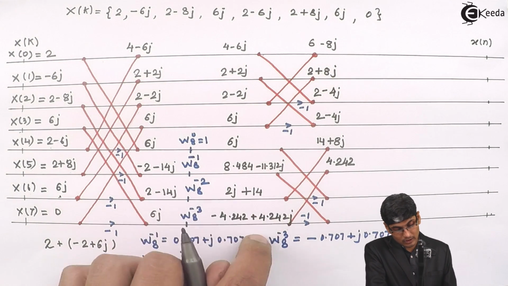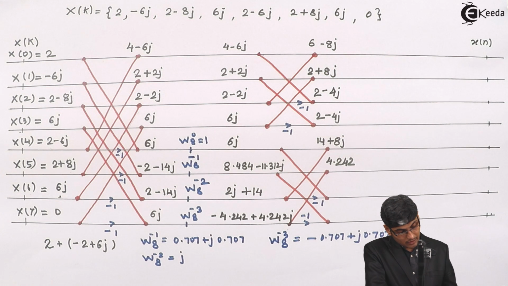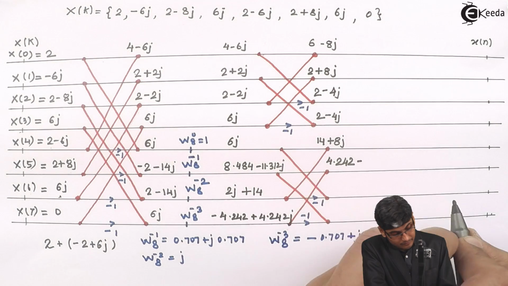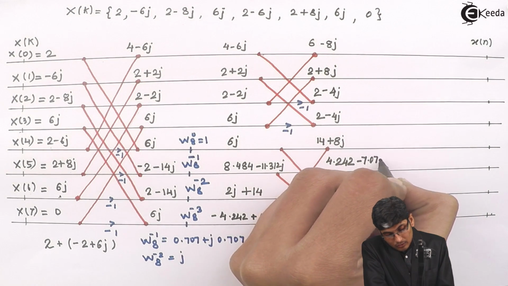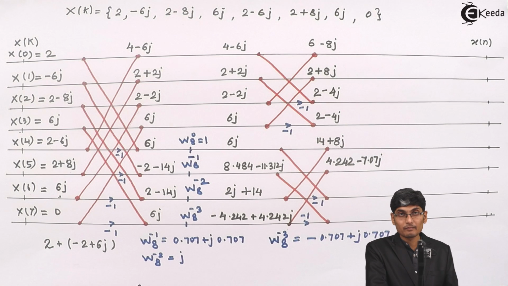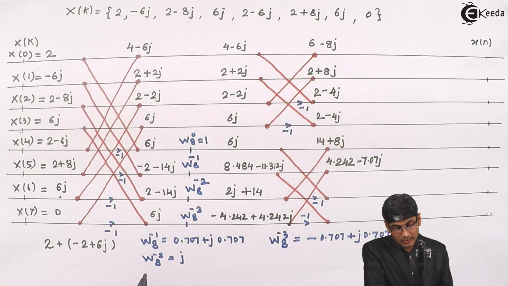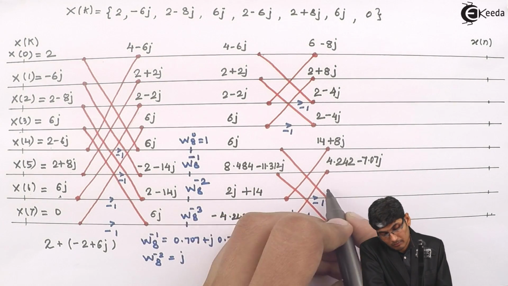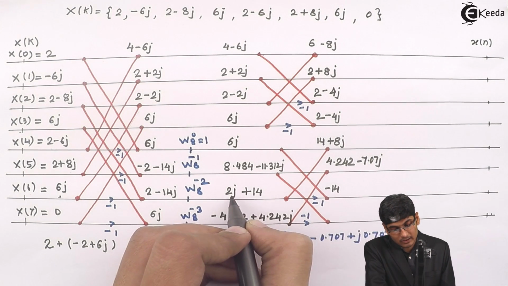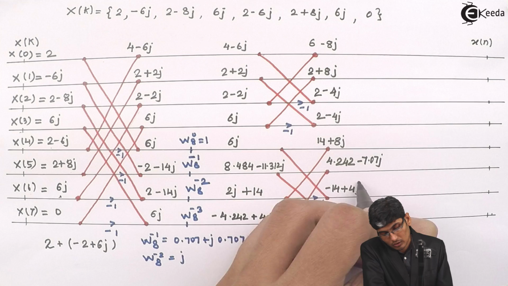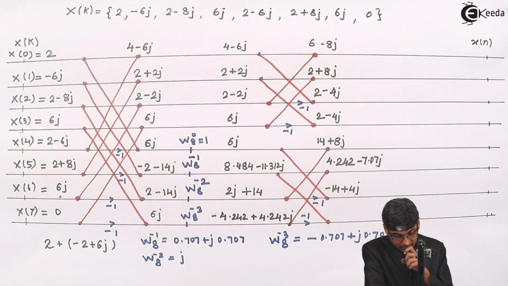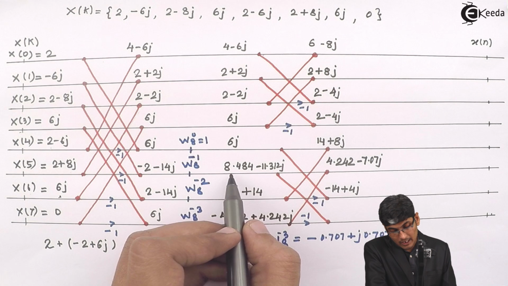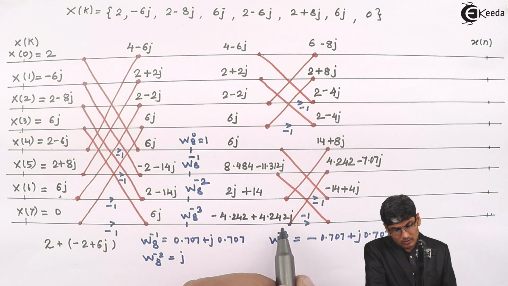Then we will subtract these two, so it will be 11.312 minus 4.242, that will give me minus 7.07j. Right, now later we will come down, and this will be 2j, 6j will be subtracted. So this will be minus 14, because I am multiplying this by minus, and this will be minus 2j. So it will be plus 4j. Okay, next we will have this value subtracted with this value.